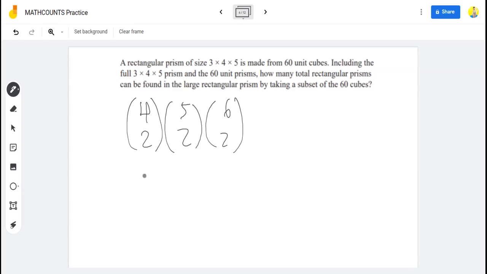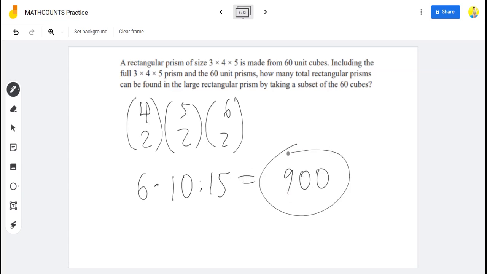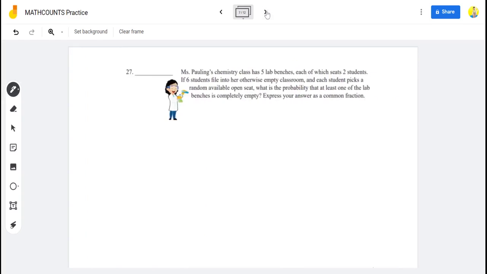So 4 choose 2 is 6, 5 choose 2 is 10, and 6 choose 2 is 15. So 6 times 10 times 15 is just 900. So the answer is just 900.